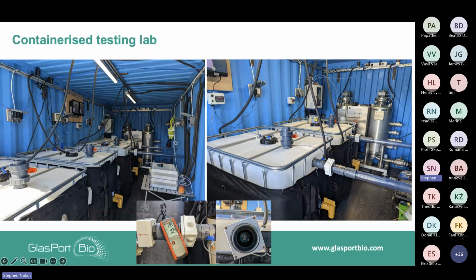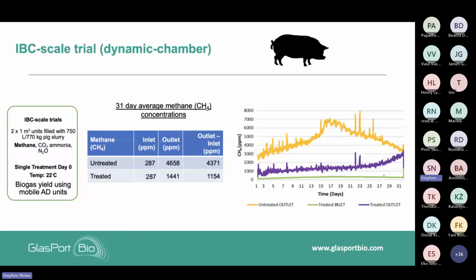As part of that, we containerized a testing lab so that we can essentially lift this container and put it on your farm and come and do analysis and work there. We also, in the background of that container, you can see 200-liter digesters where we can examine the treatment effect on slurry and increase gas production.